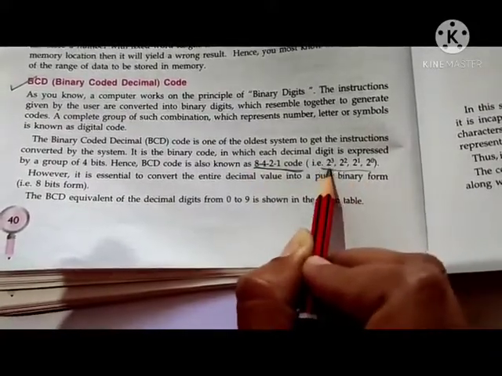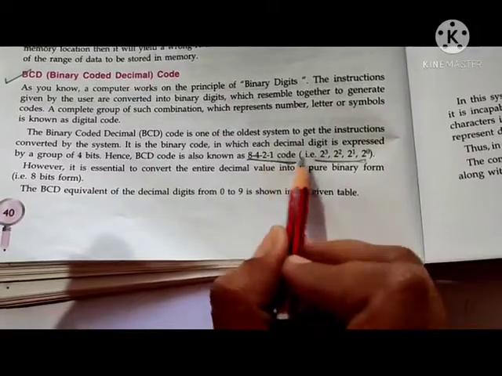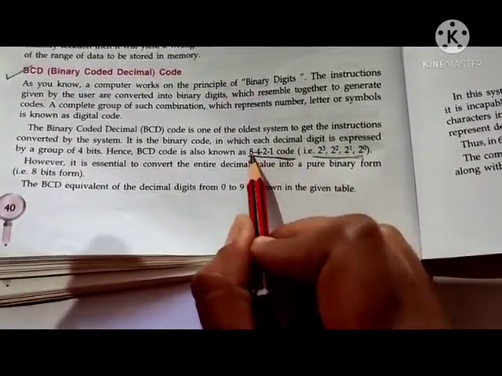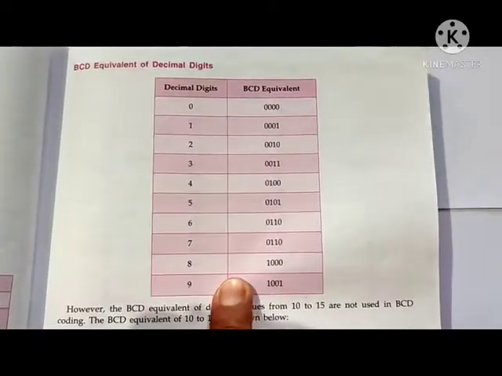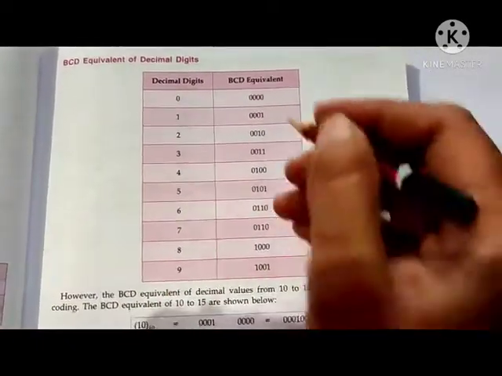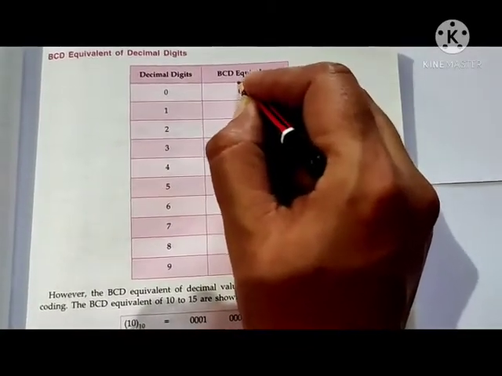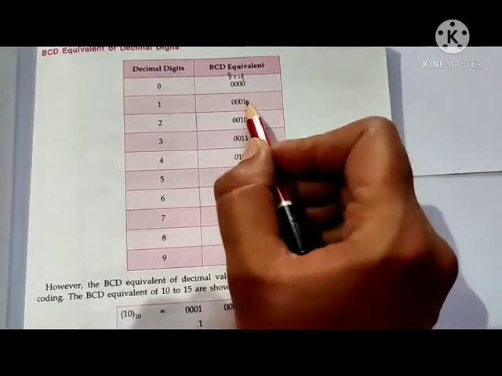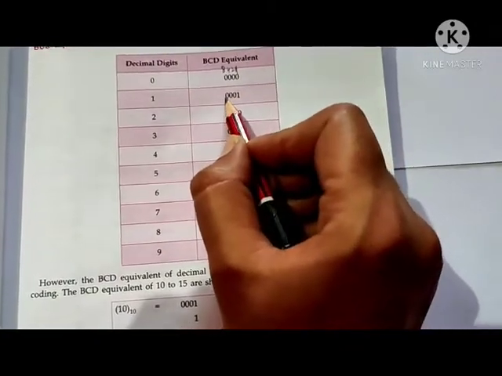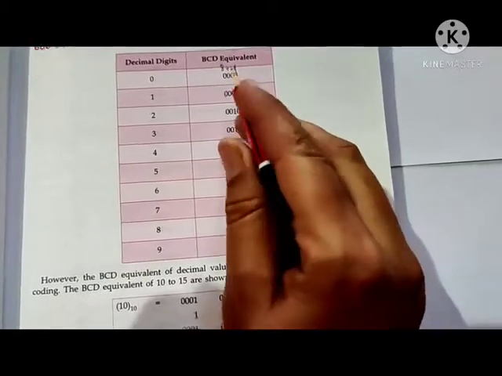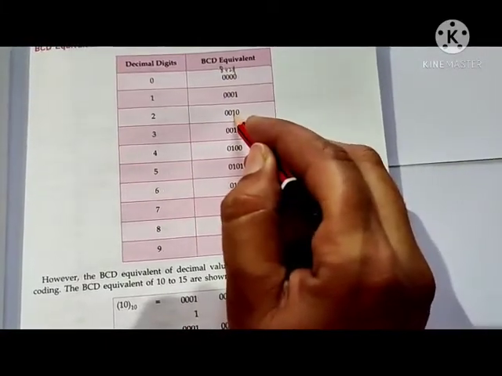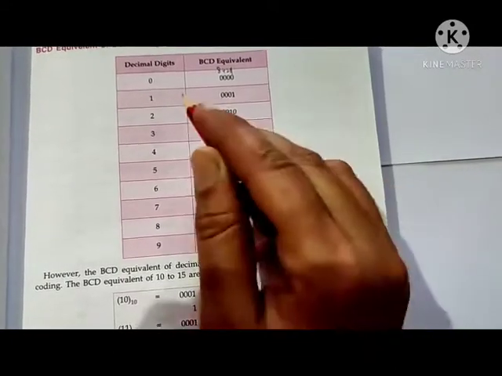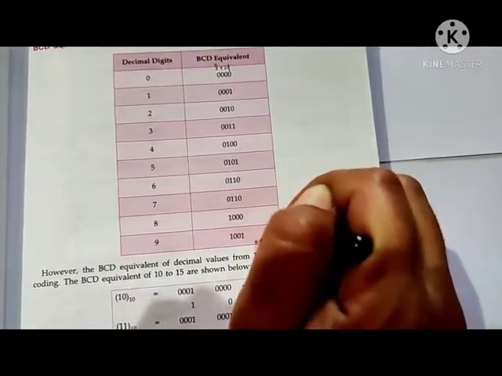That is obtained by this. 2 raised to power 0 is 1, 2 raised to power 1 is 2, 2 raised to power 2 is 4, 2 raised to power 3 is 8. Now this is the table for BCD code equivalent to the decimal digit, and here we can write 8421. To represent the number one we write only 1 here and the others are 0. To represent the 2 we have to write 1 in place of 2 and the others are 0, and so on. This is the BCD code equivalent to the decimal digits 0 to 9.